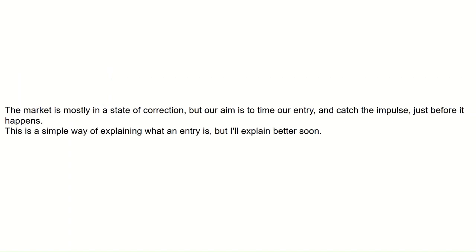So the market is mostly in a state of correction, but our aim is to time our entry and catch the impulse just before it happens. This is simply a way of explaining what an entry is. There are two market phases, impulse and correction, and the market is mostly always correcting. So our aim is to time our entry and catch it just before the impulse happens, because the impulse is exactly what we are targeting. It's exactly where we are trying to catch the pips, where we are trying to make our money.